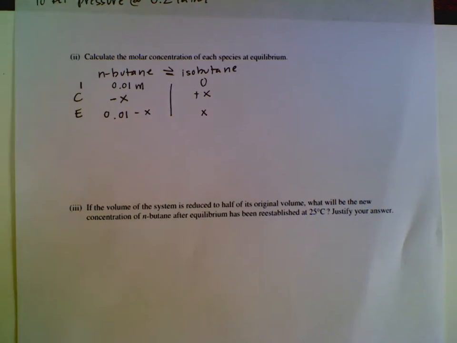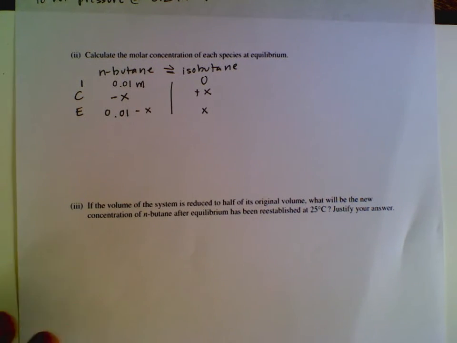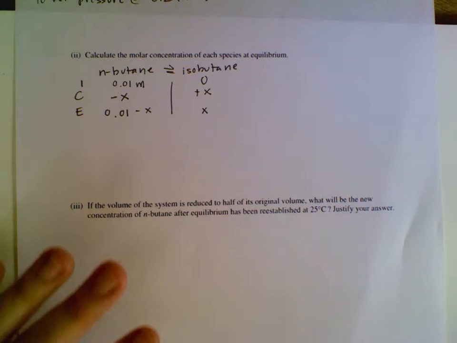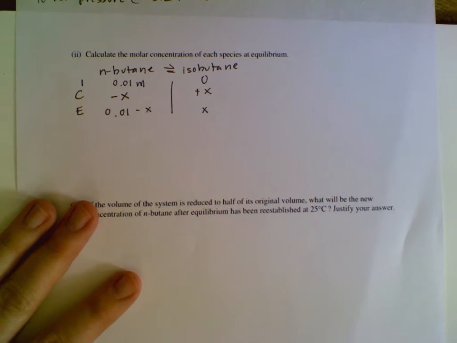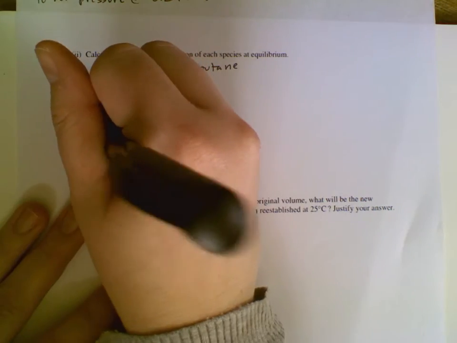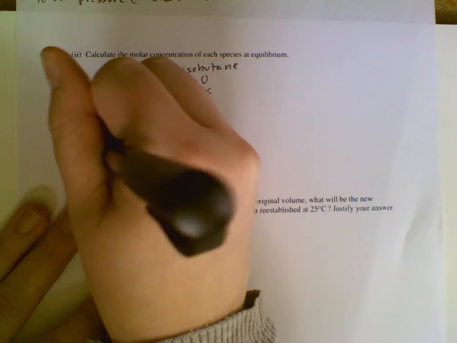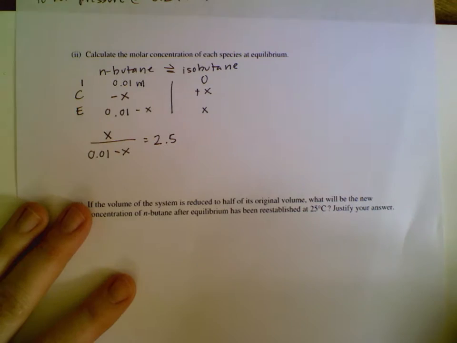Now, because the equilibrium constant is not very tiny, you are not going to be able to drop this minus X in this situation. This is one of the few situations where you actually have to keep it, because the K value is pretty substantial and you're going to have to take that into account. So when I set up my equilibrium expression, which I did on the other table, I'm going to have X over 0.01 minus X, and that is equal to 2.5.